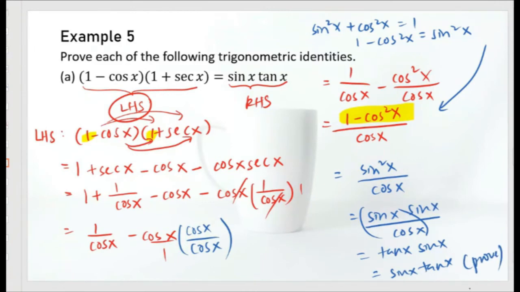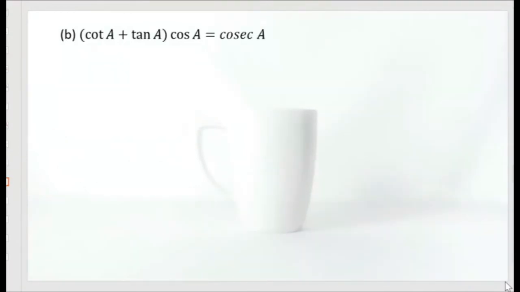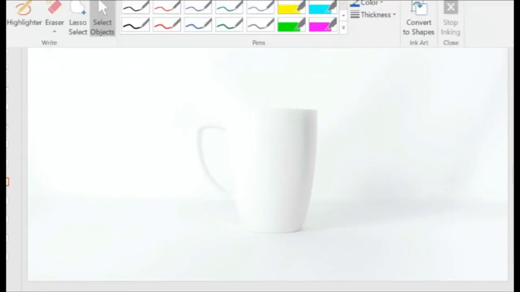And this one, if you prove from right hand side to left hand side, will be more difficult. So the easier is left to right. Okay, so another question. Cotangent A plus tangent A in bracket, multiply with cos A, equal to cosecant A. So of course you see this, we have to prove from left to right.